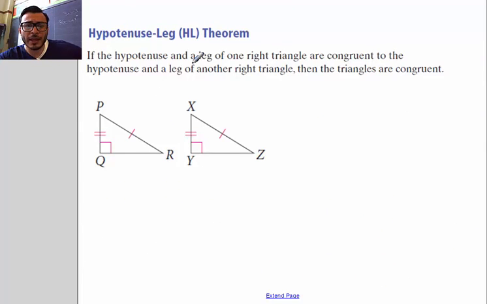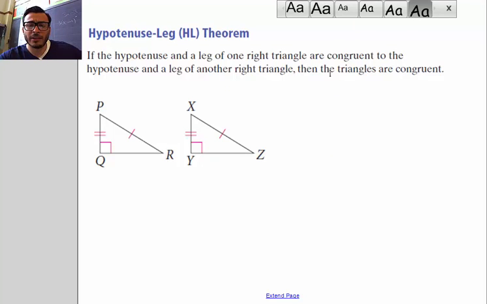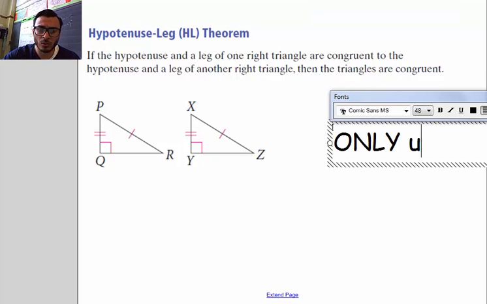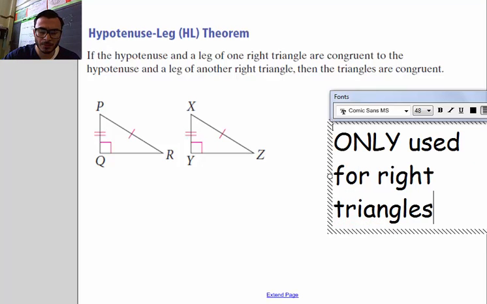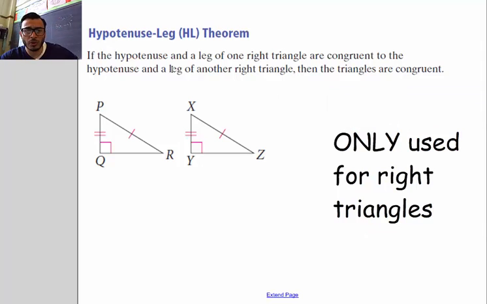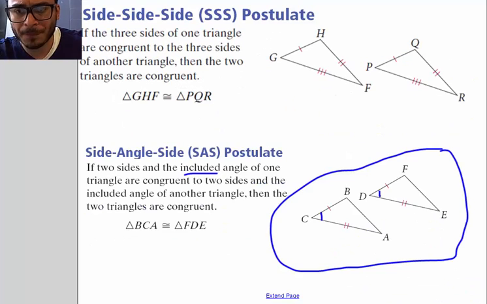And the hypotenuse leg theorem, we only use the hypotenuse leg theorem to prove right triangles are congruent. So I'm going to write that it's only used for right triangles. So you would use HL if you want to prove that you have 2 right triangles congruent to each other. Okay, so let's go back to example 1.